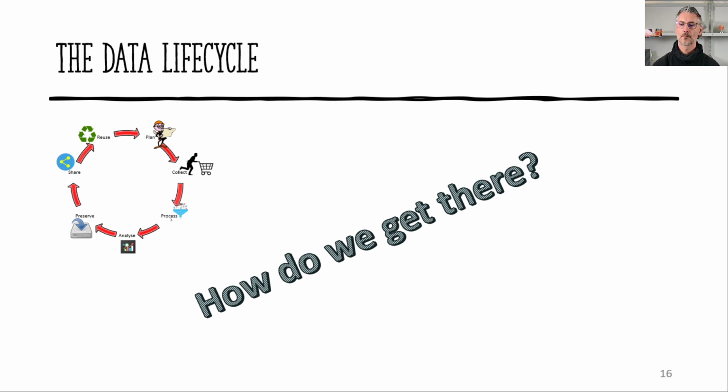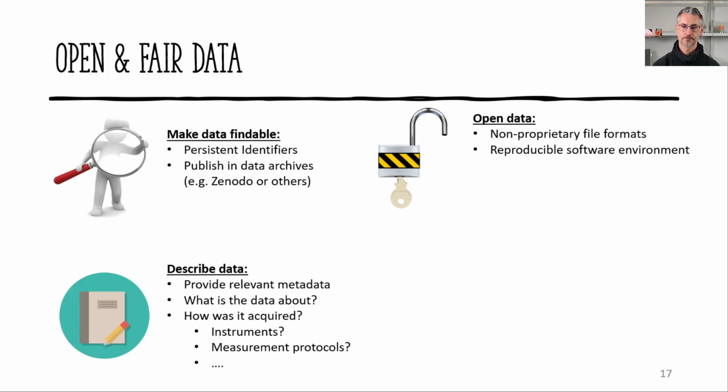So how do we get there? We need to think about open and what's called FAIR data. So we need to make our data findable. That means we have to have persistent identifiers that point us to the data, even if the underlying systems change. We need to publish our data in data archives, for example Zenodo or others. We also need to describe our data. That means we need to provide relevant metadata that describe the data. What are the data about? How was the data acquired? Which instruments did we use? Which measurement protocols? Which samples?